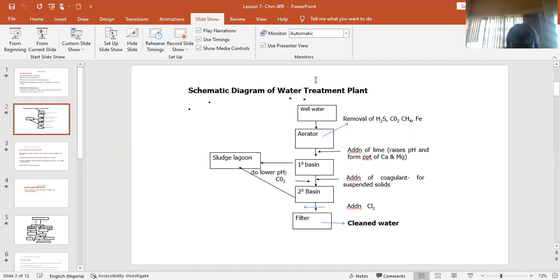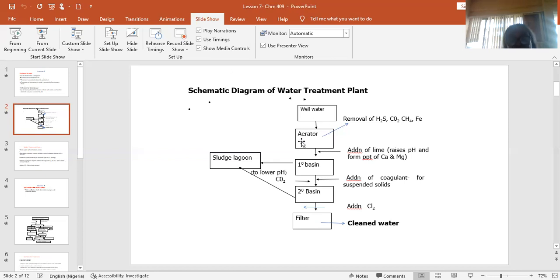So the first thing is that this is well water. This can also be river water. The first stage is that we need to aerate the water. Aeration means adding air, and there are several ways we can aerate.